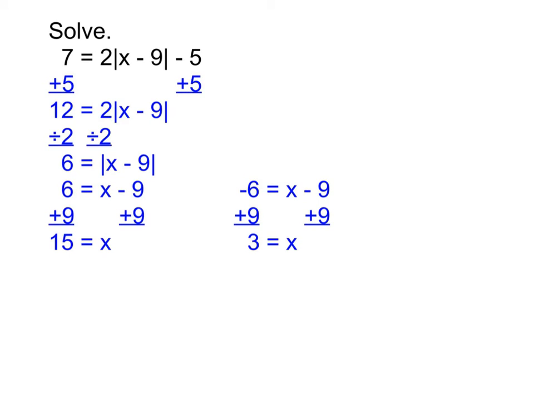And so when we then solve it by adding the 9s to both sides on both equations, we end up getting that x equals 15 and 3. And we're done there. We have our two solutions. And you might also see this written as x equals 3, 15. That does mean the exact same thing, of course.